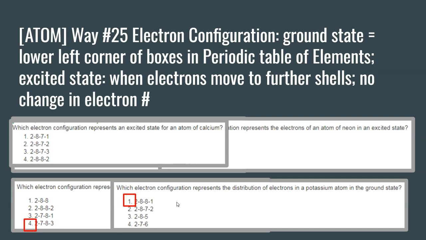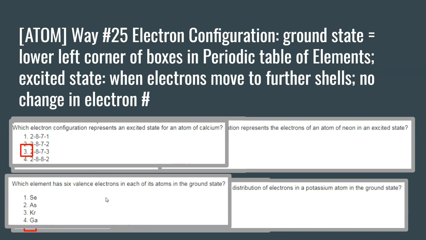For this one, it says which electron configuration represents an excited state for an atom of calcium. When you look up calcium's electron configuration, you'll find that it's 2-8-8-2. So to show an excited state, we move that electron in the third energy level to the fourth. Therefore, answer choice 3 is correct. Remember, the answer choices should have the exact same number of electrons as the element featured in the question. If that number is different, if the sum of the numbers is different, then that cannot be a possible answer choice.